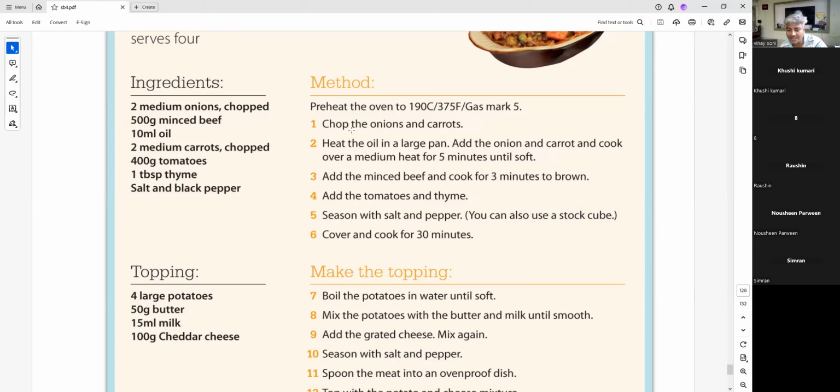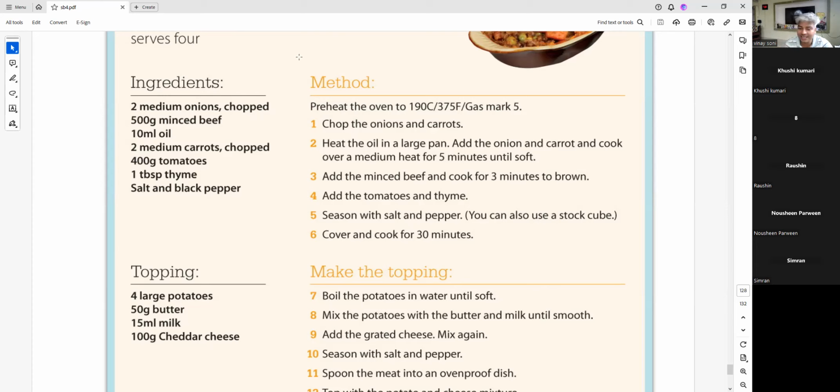2, heat the oil in a large pan. In this sentence, heat is a noun or a verb? Verb. It is an imperative sentence starting with a verb. Heat the oil in a large pan. Say it in Hindi. Exactly. Heat the oil in a large pan. Add the onion to the oil.